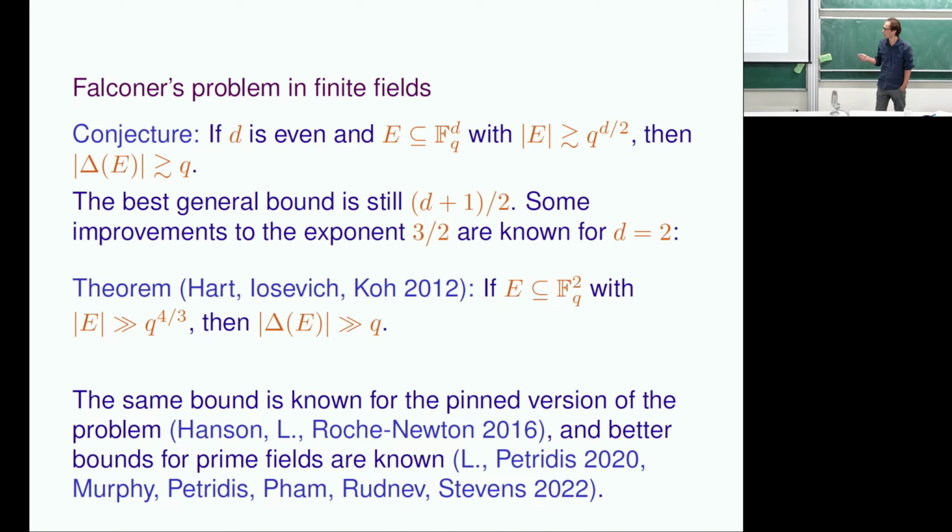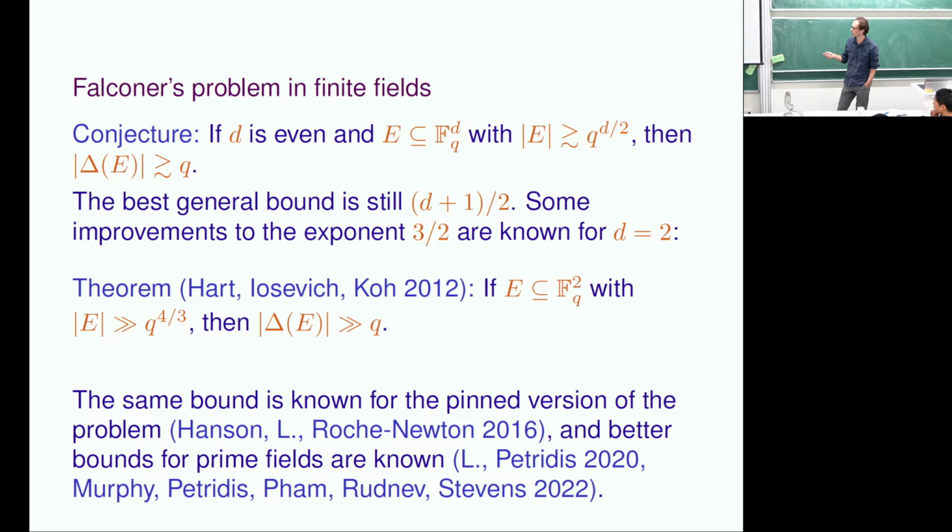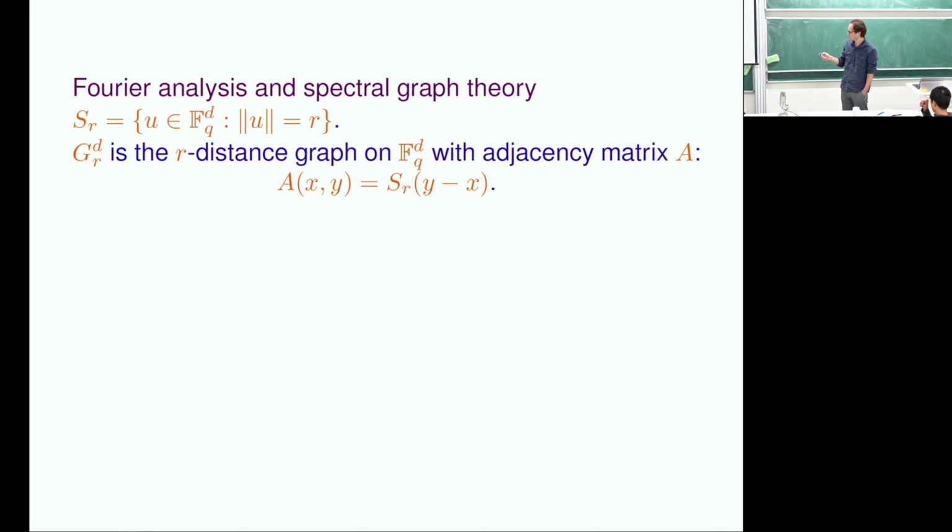And better bounds are known for prime fields. So the first improvement was by myself and Giorgis Petridis, and then later Brendan Murphy, Giorgis Petridis, Thang Pham, Misha Rudnev, and Sophie Stevens improved our result. And I think that the best exponent there for prime fields is 5/4. But this is not really the problem that I'm going to talk about.